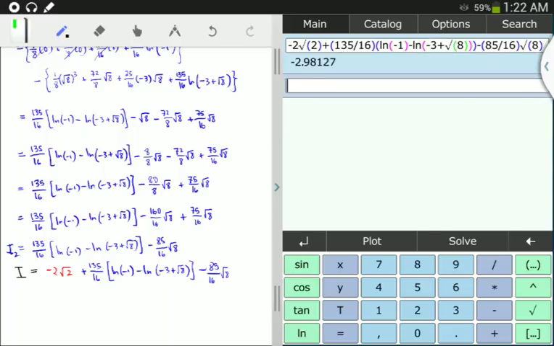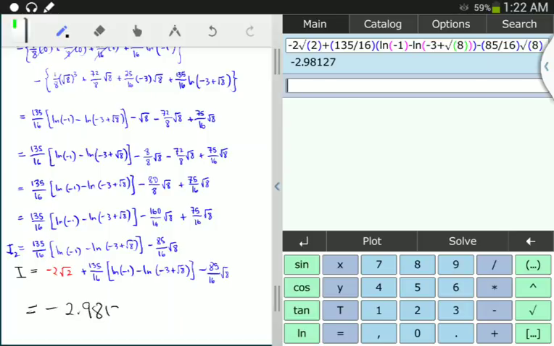So it's negative 2.98127. So does that mean that the pin is 2981 or 298127? Depending. But of course, that's my answer.